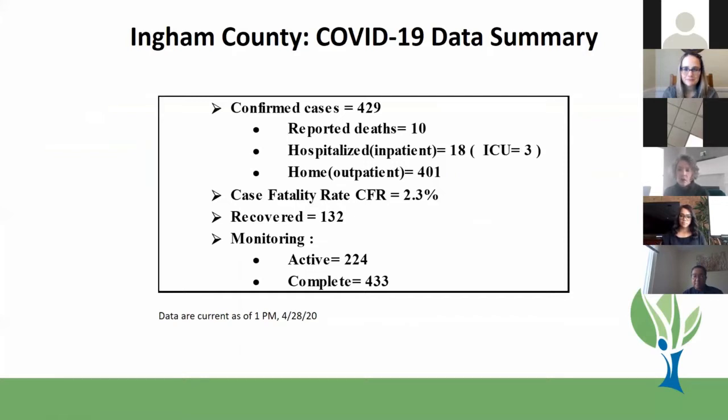As you all know, as testing expands, those numbers go down because we've been in a limited testing and originally in a strategically restricted testing format, and that is all opening up. So those numbers will change.